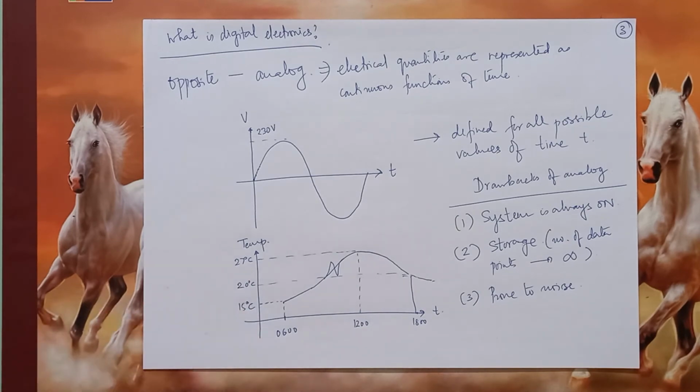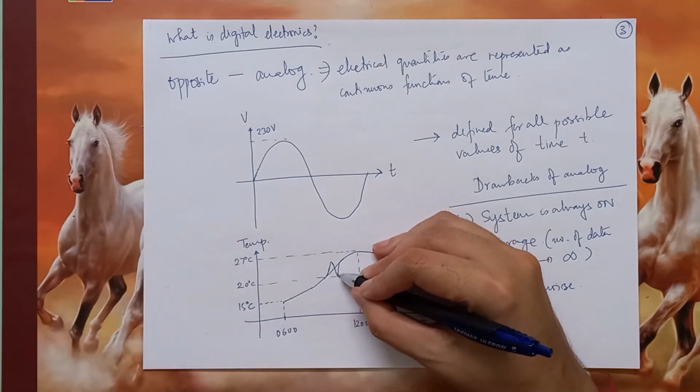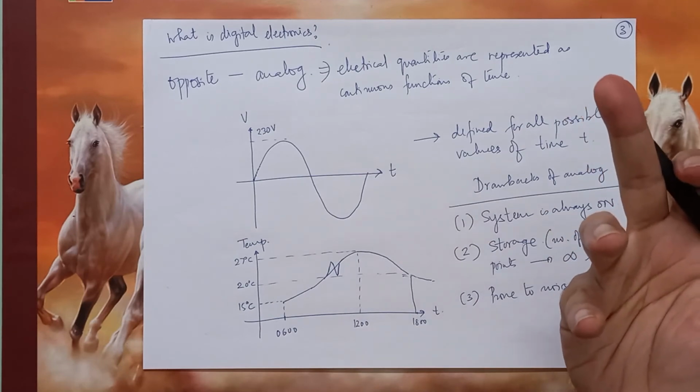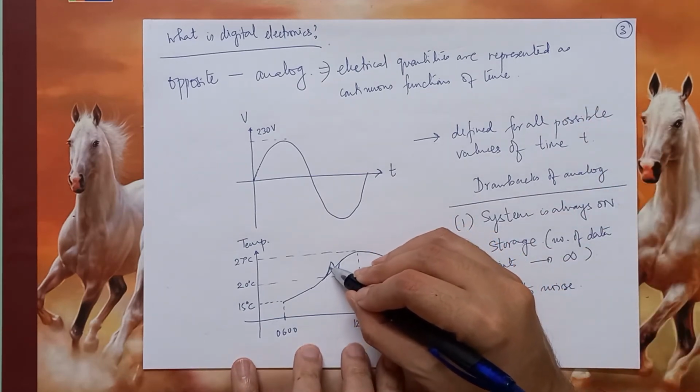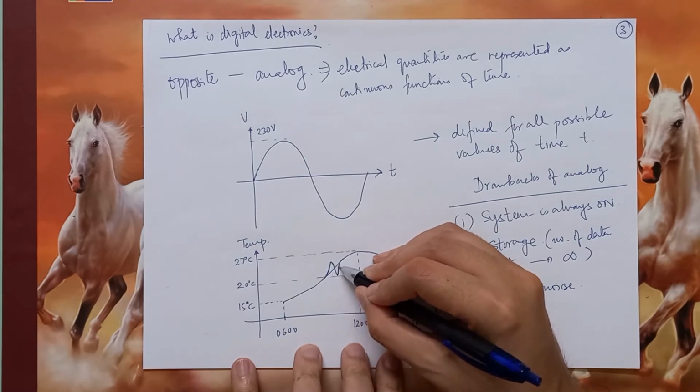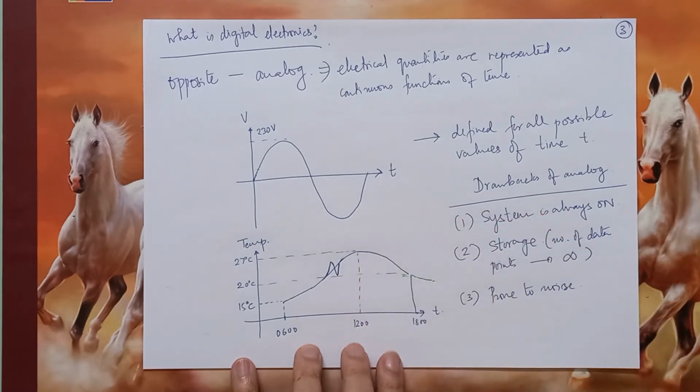Now, the sources of noise are many. Without getting into those details or without bothering about where the noise comes from, let us say there is some noise over here. Now the sensor will not know that. It will just think that, okay, the temperature will increase like this, decrease like this, and then come back to its old trajectory. So therefore, in analog systems, often it becomes very difficult to distinguish the signal, the actual signal, from the noise.